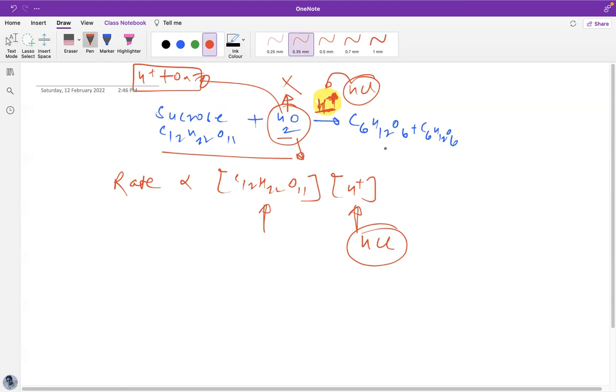This reaction will be given in your question. It will never say that you have to memorize this reaction with H plus. No, it will be given. So what you have to do is use it.